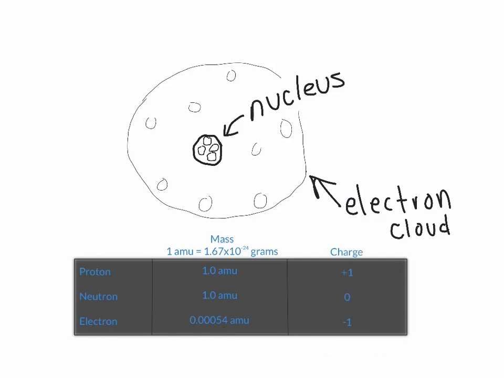And then the charge on each of them. A neutron, as you might guess based on the name, is actually neutral. It does not have a positive or negative charge. A proton has a positive charge, and an electron has a negative charge.